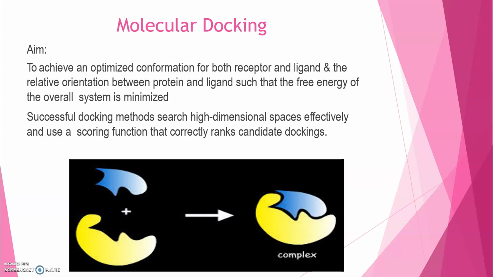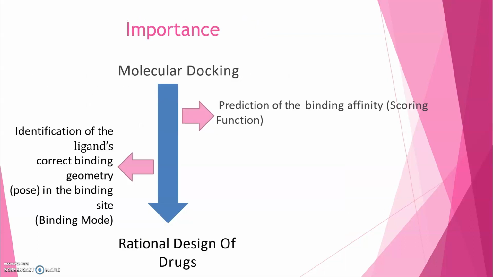A successful docking method searches high dimensional spaces effectively and uses a scoring function that correctly ranks candidate dockings. You can see in this picture when a ligand binds with the receptor or the target, it forms a very stable complex along with more interactions and a minimum scoring function.